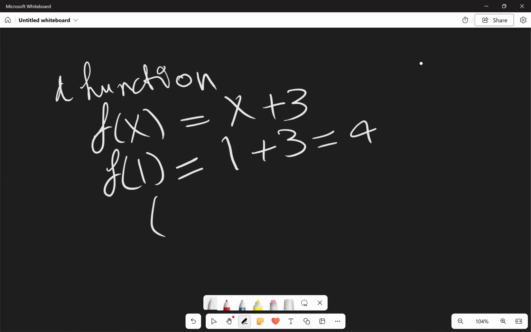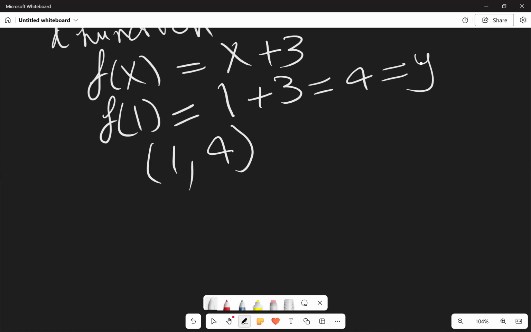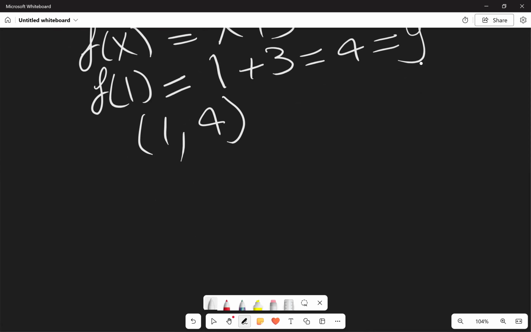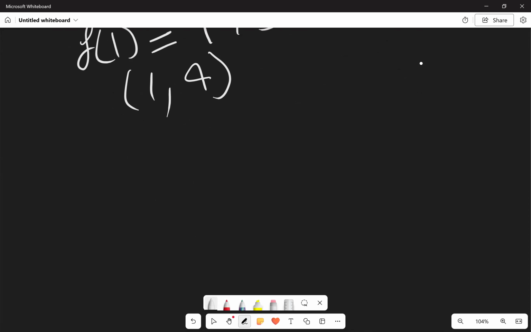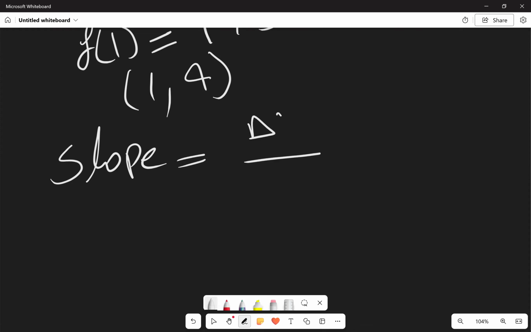We can express that as a point. X is equal to 1 and y is equal to 4, relating to each other. So if we want to find the derivative or the rate of change of a certain function, we know that this rate of change is simply the slope. So we need 2 points and find the slope. The slope as delta y by delta x.